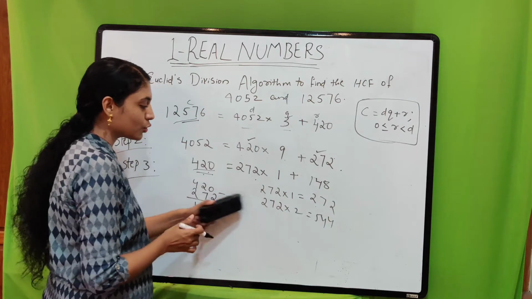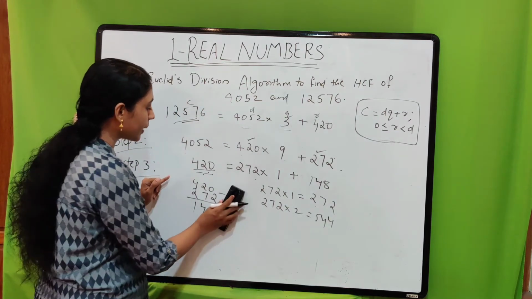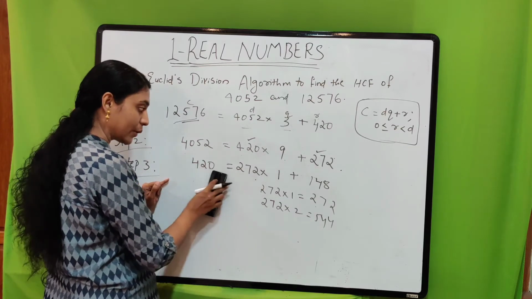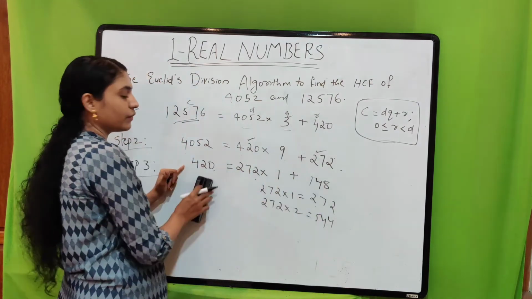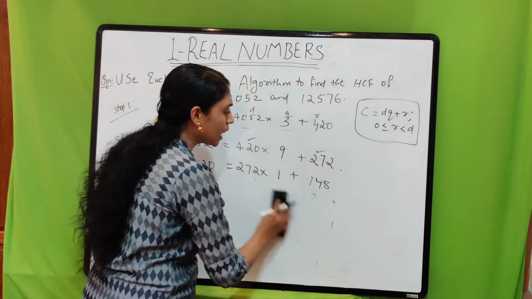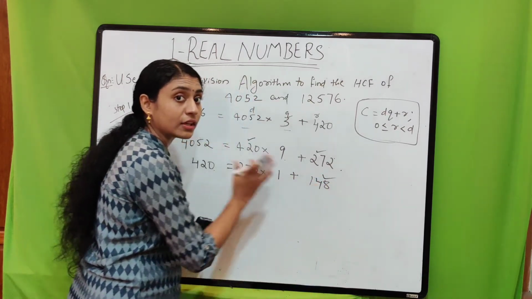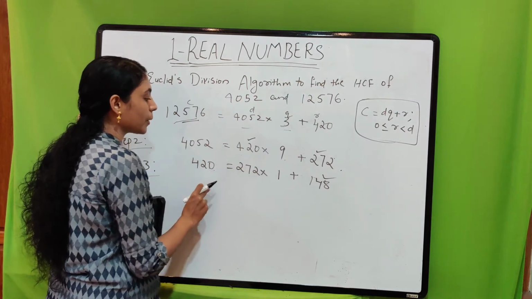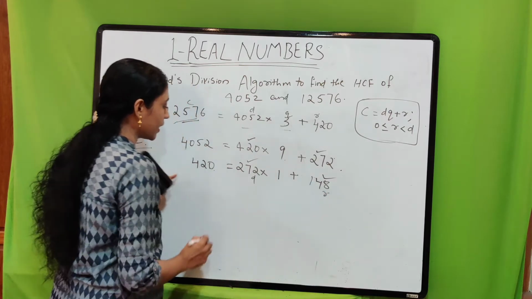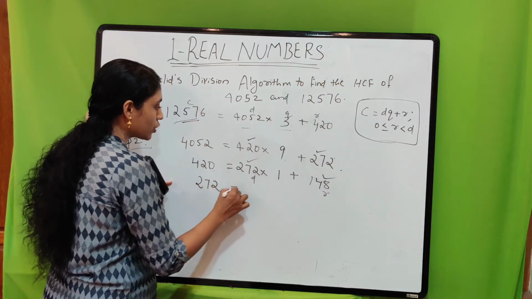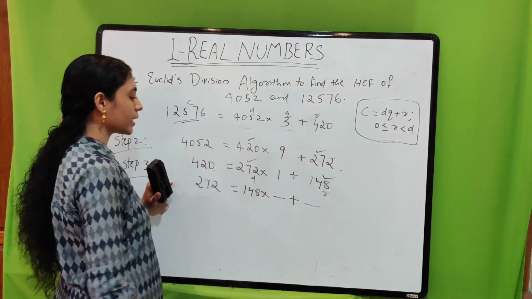Did you get it? 272 into 2 is 544. That is greater than 420. So you have to find a number which should be less than or equal to 420, and that is 272 into 1 itself plus 148. We will get 420. Now in this step, is the remainder 0? No, the remainder is 148, which is not equal to 0. So you have to apply Euclid's division lemma to D and R. This is D and this is R, right? So 272 is equal to 148 into dash plus dash.